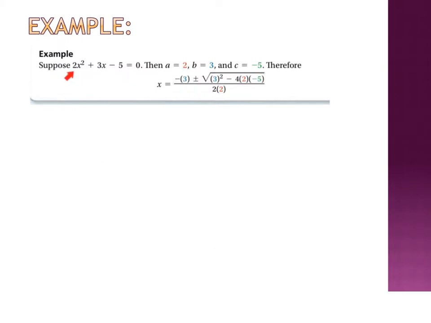So on here, I've got 2x squared plus 3x minus 5 equals 0. So standard form, that's the first thing. Make sure it's in standard form. In front of the x squared is 2, so that's the A. In front of the x all by itself is 3, so that's B. And then C is minus 5.